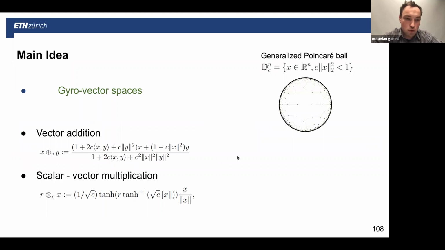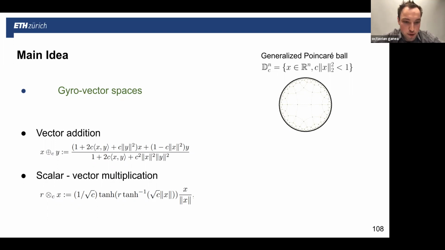How do the standard operations change? The vector addition now looks different. Here the vector addition depends on C, which is the curvature of the space. If you put C equals 0, which corresponds to Euclidean space, you can see that you recover the usual x plus y that you knew for Euclidean geometry. If you put C negative, then you get the vector addition in the hyperbolic space. If you put C positive, you get vector addition on the spherical space.